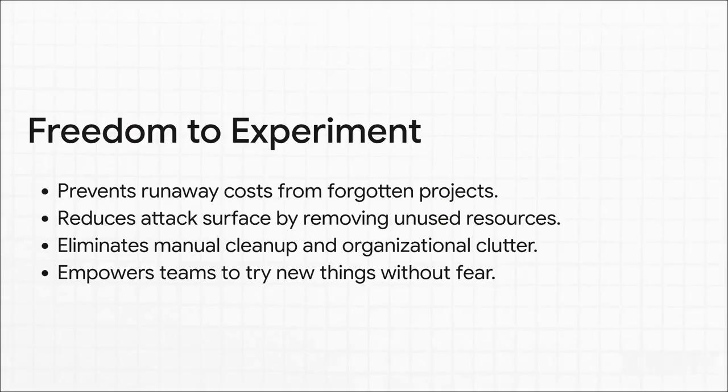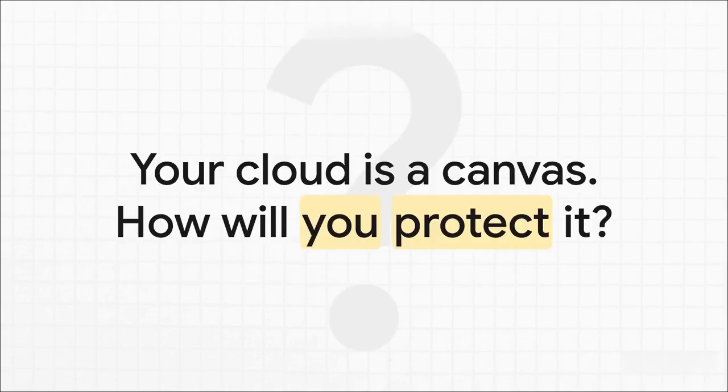So really, the key takeaway here is that good governance isn't about restriction. It's about creating freedom. The freedom to try new things, to move fast, to build the future, all inside a safe and predictable framework that protects the whole organization from those unintended consequences. Ultimately, your cloud environment is a canvas for your team's creativity. These guardrails aren't walls to limit that creativity. They're the frame that protects the masterpiece you're all building together. So the real question is, how are you going to protect yours?